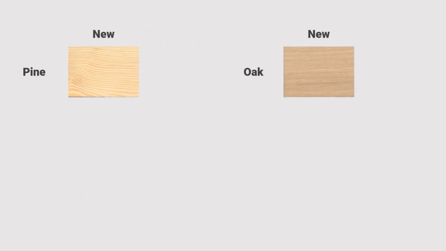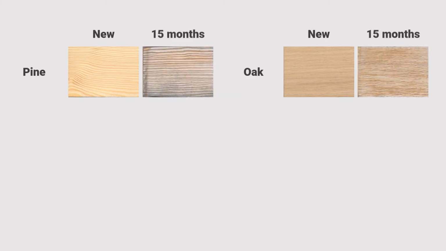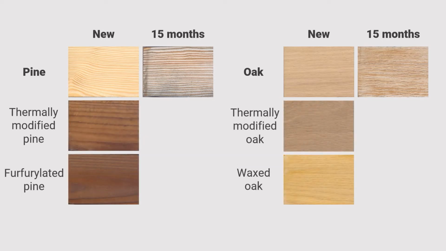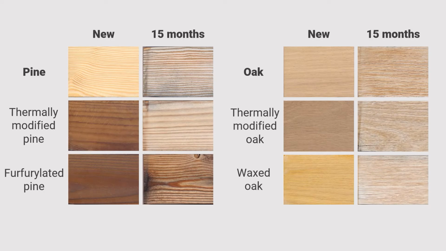Let's look at some examples of natural wood species when new and after being exposed to weathering for 15 months. Now, let's see how these species look when they are treated with different wood modification techniques, and how these samples age and look very different from untreated wood. Modified wood is not only more resistant to decay and weathering, but can also effectively repel insects by making the wood less attractive and harder to digest.